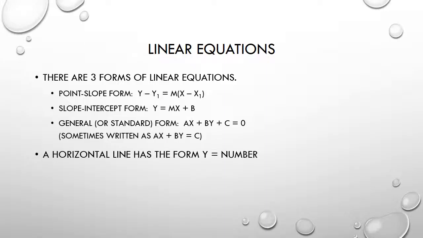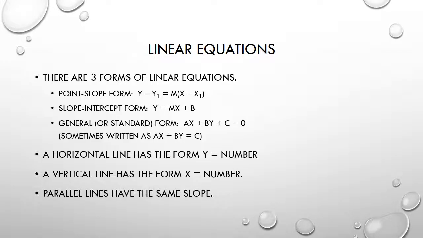A horizontal line has the form of y equals a number. For example, y equals 3 would be the horizontal line that goes through 3 on the y-axis. A vertical line has the form x equals a number. For example, x equals negative 5 would be the vertical line that goes through negative 5 on the x-axis.